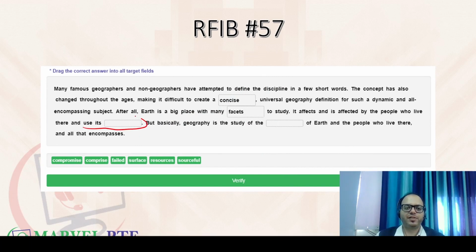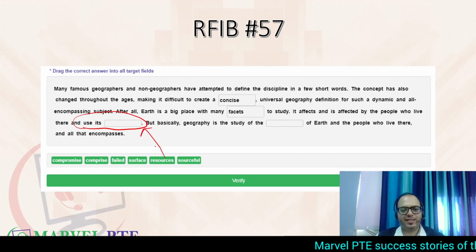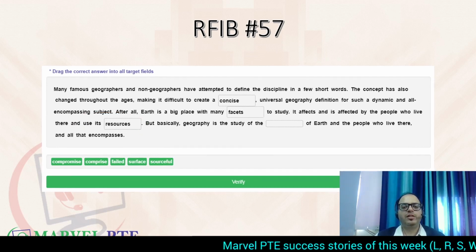Use its something. अब अभी बहुत easy है ये, right? क्या use करते हो आप अर्थ के? The answer is going to be resources. Okay? आप resources use करते हो. Moving on to the next blank.